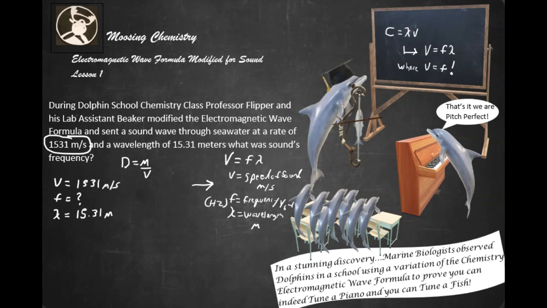Now, all this right here looks kind of complicated, but it's really not. All you have to do is take V equals F lambda, and we're looking for F, right? So we want to isolate F by moving lambda underneath V. So the new formula that we're going to be using is F equals V over lambda. See how easy that was? Nothing to be really concerned about. All we have to do now is plug in our values and we'll get our frequency, right?